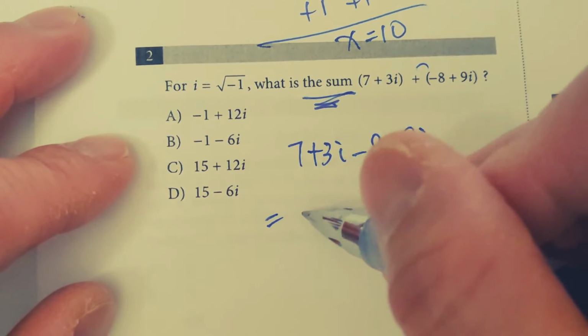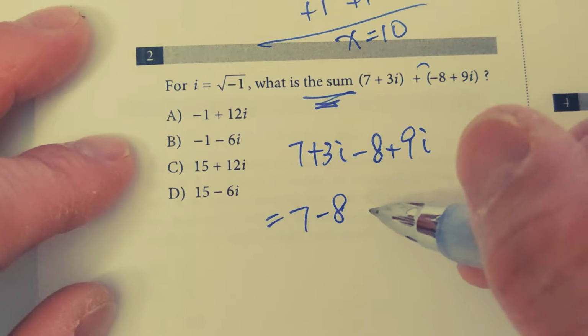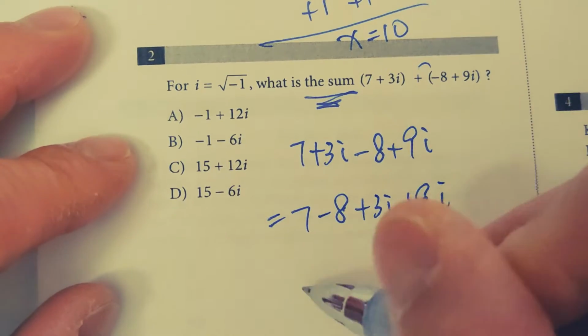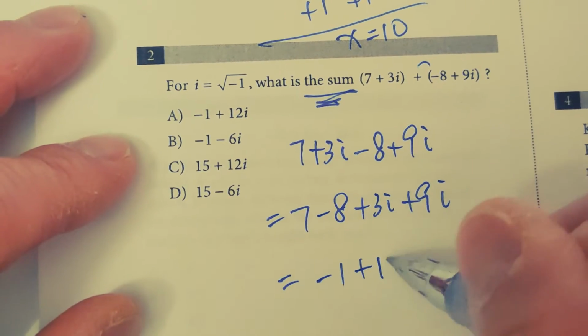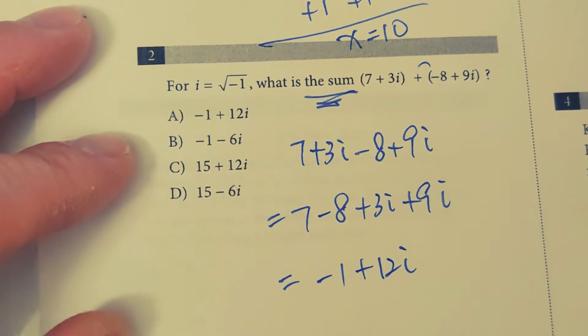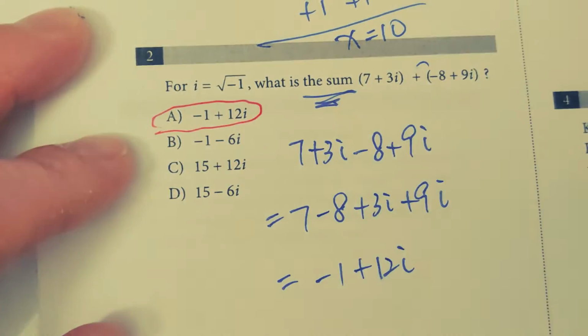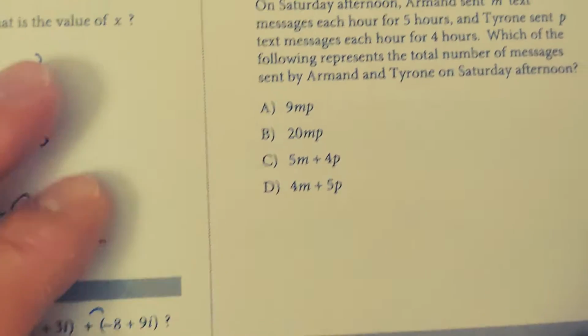And then the next step is you group the like terms, number with number and i with i. So it's going to be plus 3i plus 9i. And the whole thing will be -1 plus 12i. Okay, this is it. So the answer is A, -1 plus 12i. Alright. Okay, let's move on to question number 3.